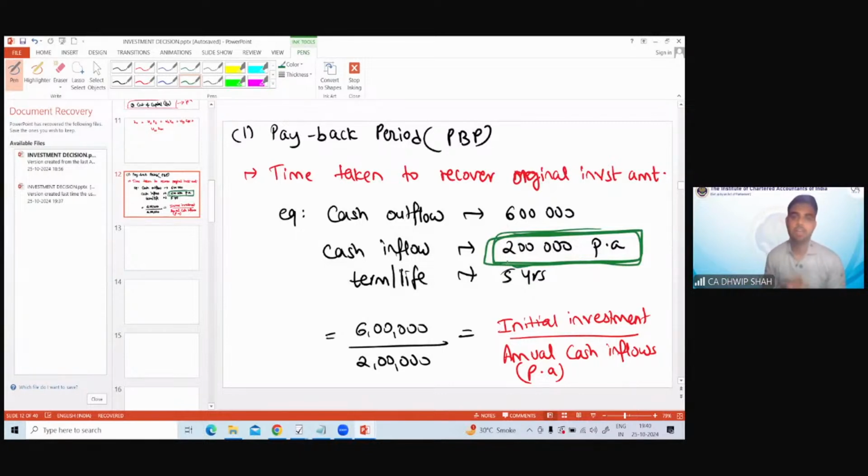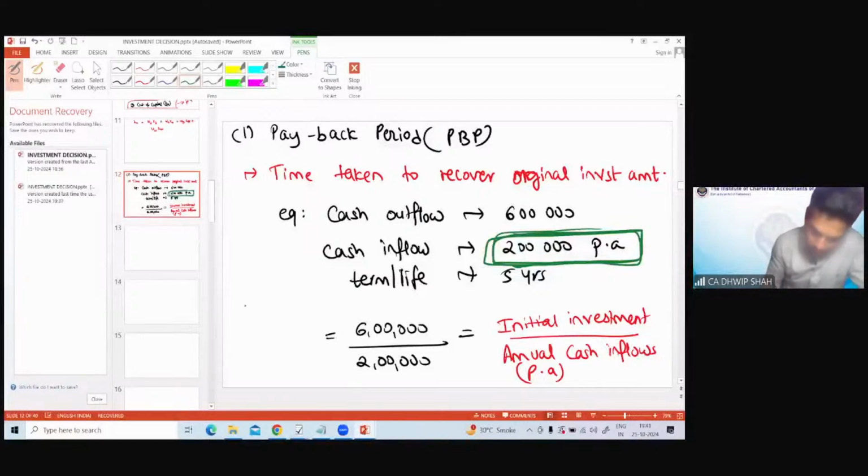It is possible that cash inflows per annum may be uneven. Like we took in our example, in year 1 it was 1 lakh, then it increased to 350, then it increased to 4 lakh. So this formula is to be used only when the cash inflows per annum are constant, okay?